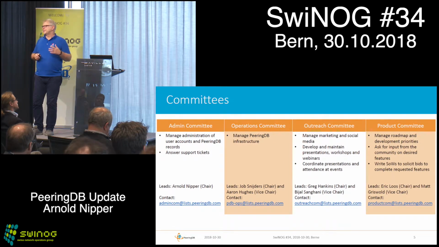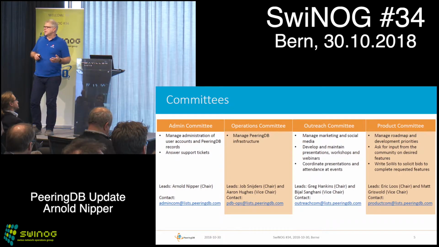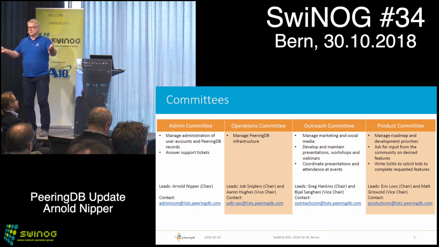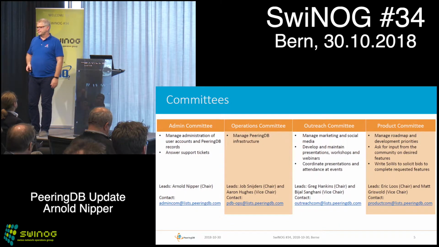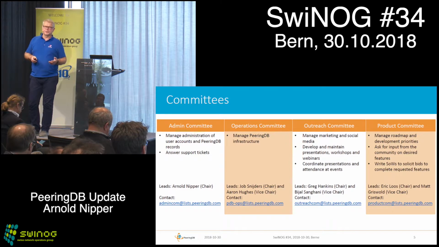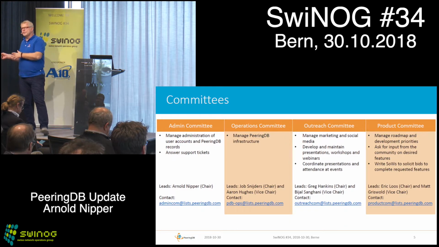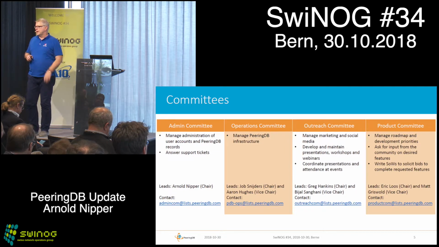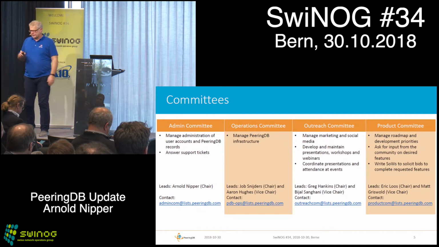So where does the product committee get the information from? This is from you, the users. Of course, we also have some ideas of what to do with PeeringDB, but the most important feature requests and bug reports come from the users. So if you have an idea what PeeringDB should do, please open up a Github issue, let us know, and we will take care of that.